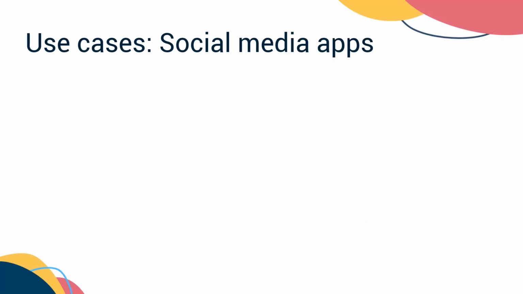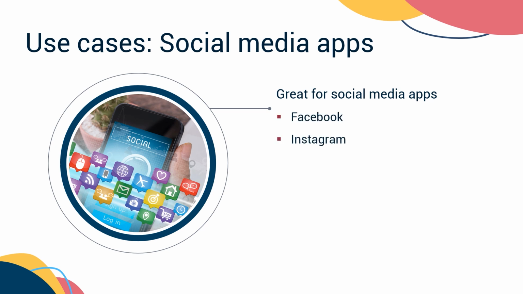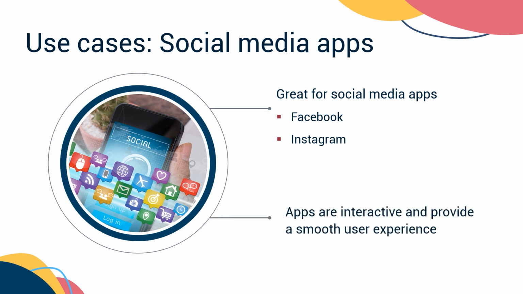Let's now take a look at some of the use cases for mobile apps built using React Native. Due to its cross-platform capabilities and fast speed, React Native is a great choice for making social media apps. Social media sites like Facebook and Instagram are great examples of how React Native can be used. These apps need to be very interactive and have a smooth user experience, which React Native gives them.